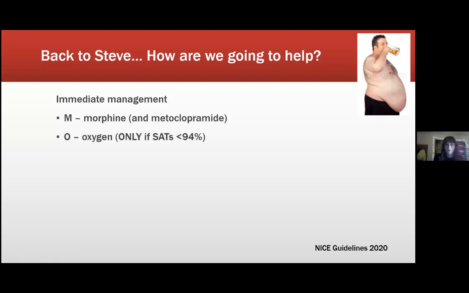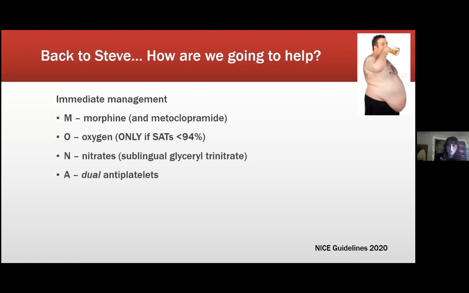And then the O is for oxygen, but we'd only give oxygen if we're below 94%, aiming for SATs 94 to 98%, because they've shown that high oxygen can actually worsen some of the MIs. We'd also give nitrates, so GTN spray, and that should help with the pain as well.